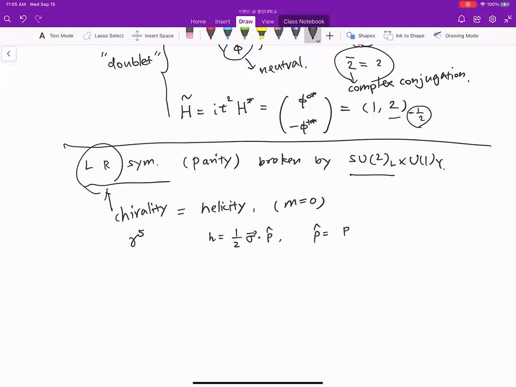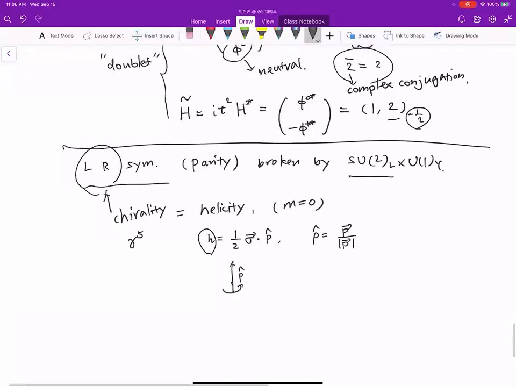The unit vector for the momentum. So this H is helicity. You are measuring the spin along the direction of motion. When the momentum is here, then the spin rotates this way, and we call that right-handed. If the spin rotates the other way, then this is left-handed. So this is a chirality, and the chirality is the same. Sorry, this is helicity, and helicity is the same as chirality.